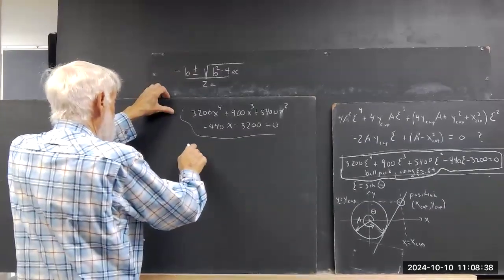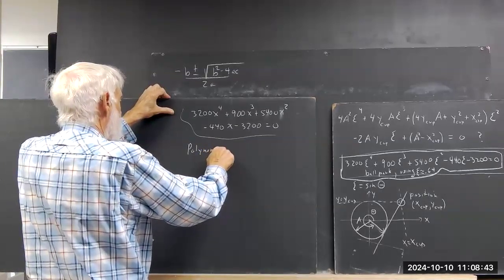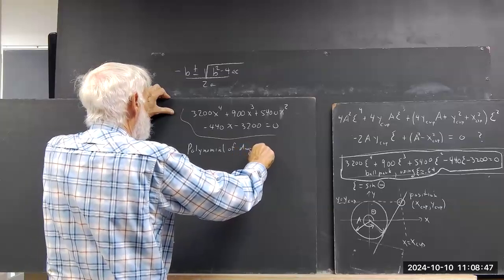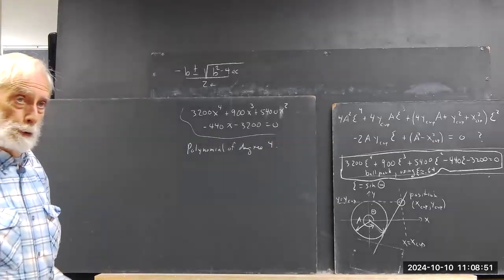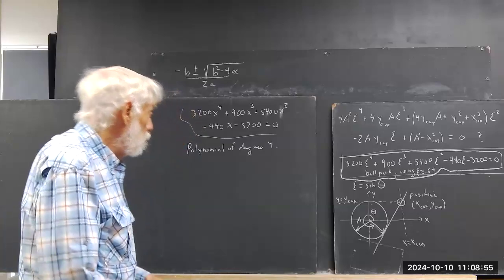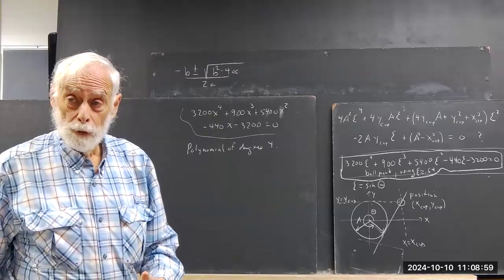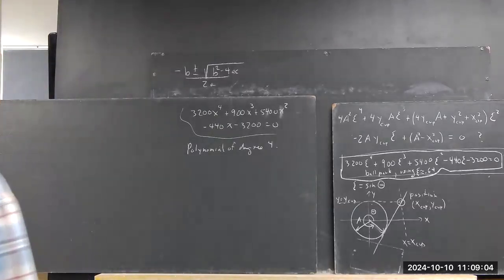Now this is a polynomial of degree 4. What's the degree? It's the highest power. And there's no fractional powers. There's not like an x to the 1/2 or an x to the 1/3. Just plain old positive powers of x.